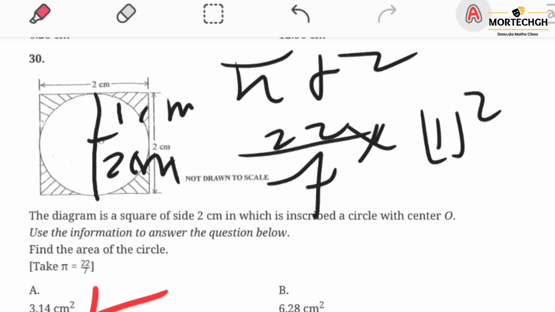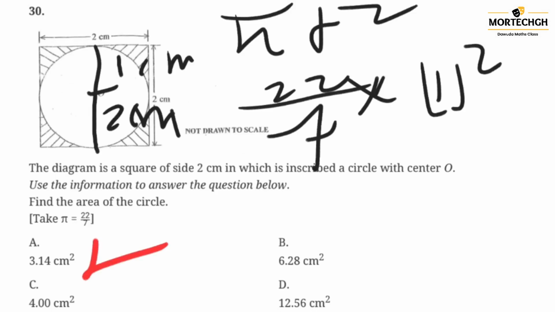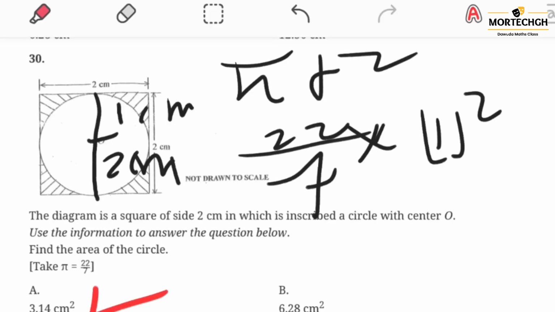Centimeter square, because you are finding area, so it will be centimeter square.